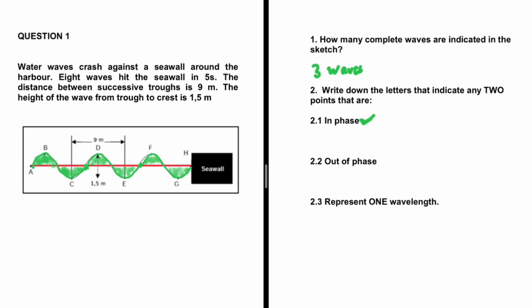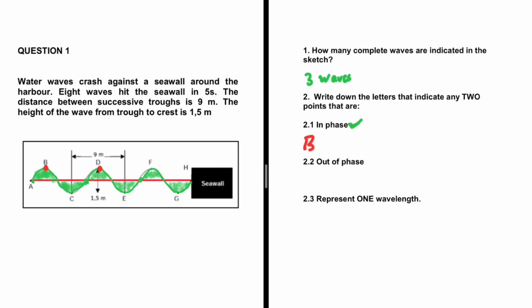For instance, B and D. B and D are 2 points that are in phase. The same is true with C and E. There's one wavelength between C and E. So those are other 2 points that are in phase. But kid you not, between C and G, we have 2 points that are in phase because there are 2 wavelengths in between them.